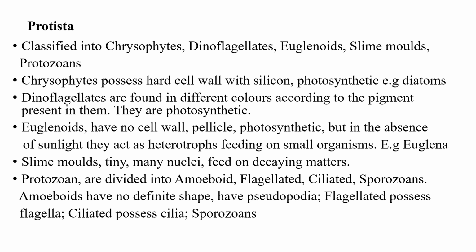Then we have slime molds. Slime molds are tiny and they have many nuclei, and they feed on decaying matter. We have protozoans. Protozoans are divided into amoeboid, flagellated, ciliated, and sporozoans. These four are under protozoan. Amoeboid, in their own case, have no definite shape. They have what we refer to as pseudopodia. The flagellated possess flagella, the ciliated possess cilia, and the sporozoans possess spores.